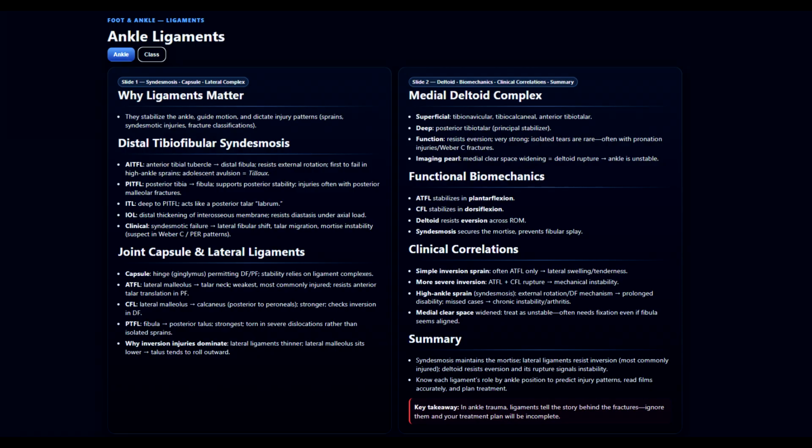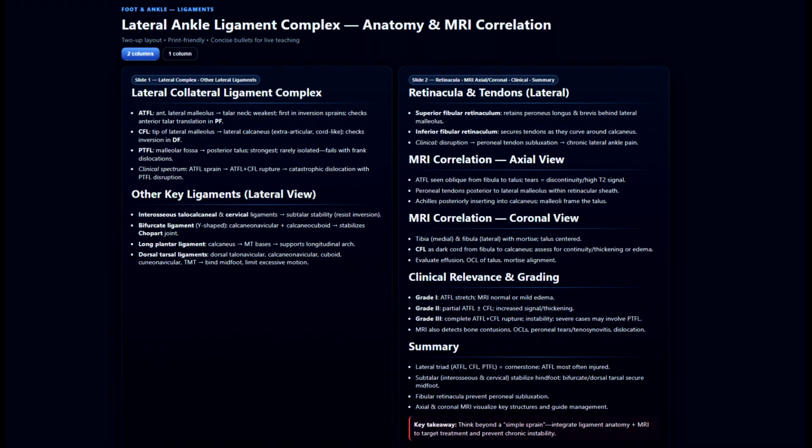By carefully understanding the anatomy and function of these ligaments, we can predict injury mechanisms, interpret radiographs accurately, and plan appropriate treatment. In ankle trauma, the ligaments tell the story behind the bone fractures, and without their understanding, our treatment will always be incomplete. The lateral ligament complex.